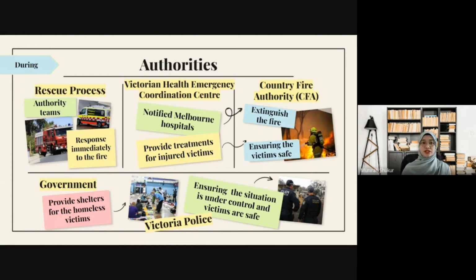Country Fire Authority, the most important authority at this disaster, immediately did their work by extinguishing the bushfire and rescuing the victims who were there. Due to the bushfire, many people are living homeless, so the government of Australia must take action by providing them shelter, while Victoria Police also should take action in this disaster by ensuring the situation at the scene is under control and ensuring all the victims are safe.